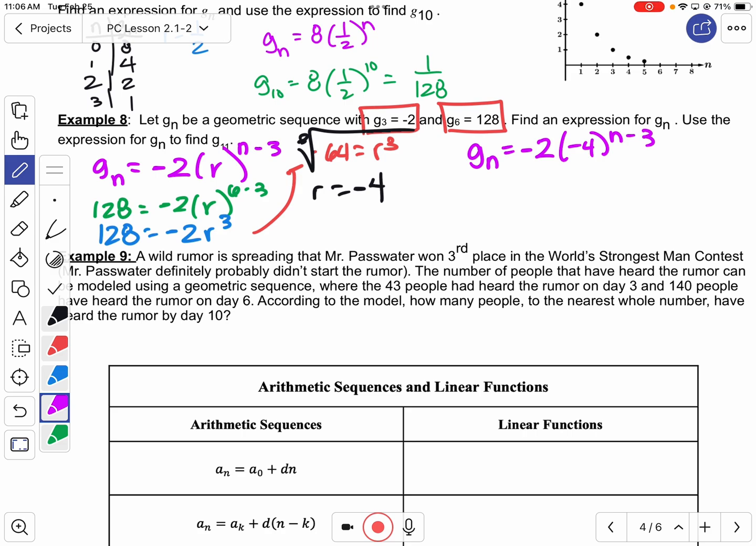Now, we still haven't finished the problem, because what did it want me to find? Yeah, the 11th term, g sub 11. So the 11th term: negative 2 times negative 4 to the 11 minus 3. It's a big number, or small, depending on how you look at it.